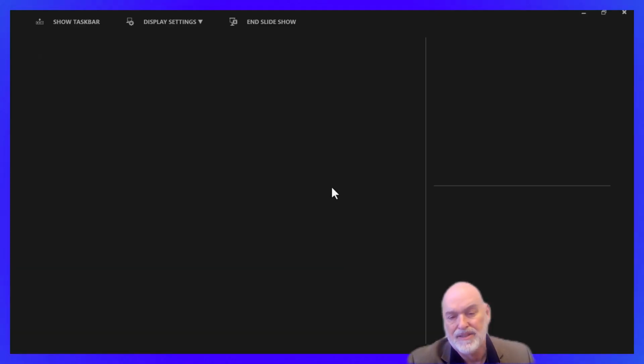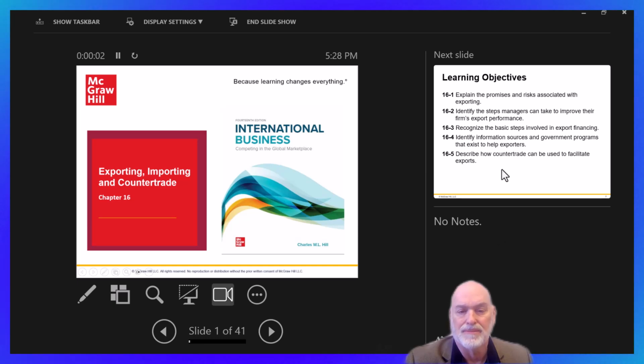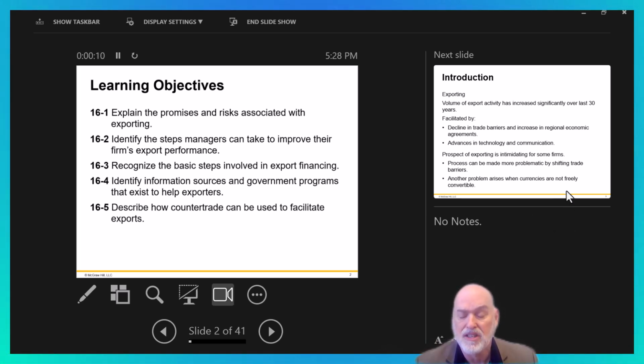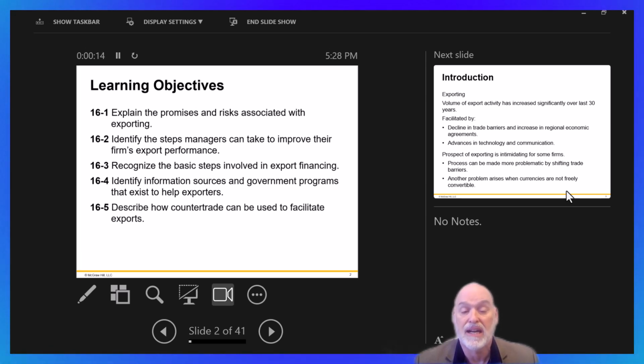Our objectives today are the following. Explain the promises and risks associated with exporting. Identify the steps managers can take to improve their firm's export performance. And recognize the basic steps involved in export financing. Identify information sources and government programs that exist to help exporters. And describe how counter trade can be used to facilitate exports.